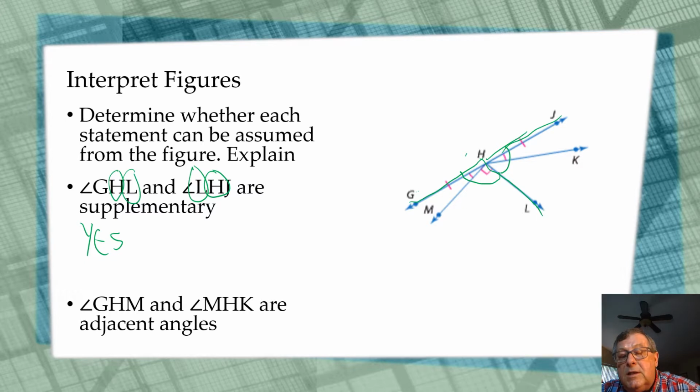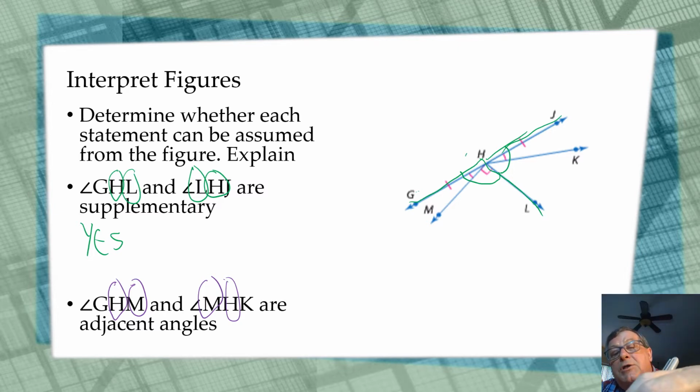Now let's look at the next one. Let's go with the purple. Determine whether GHM and MHK are adjacent angles. Well, I believe that they are. They have a common vertex, the H. They have a common side, the M.